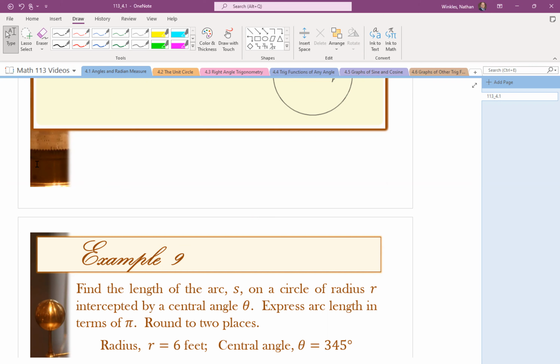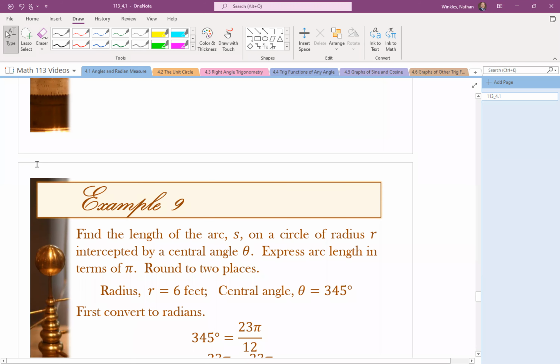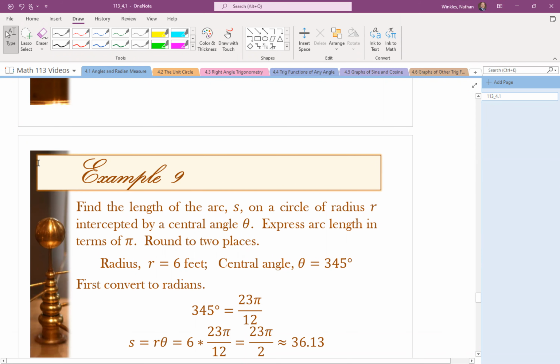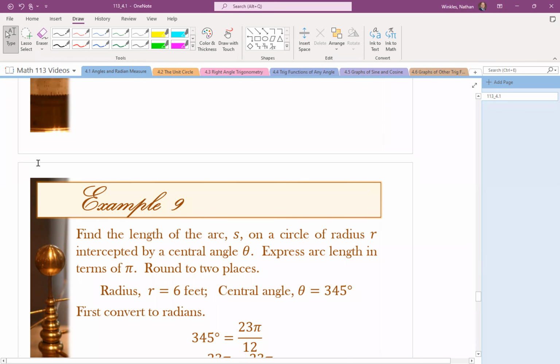So if my radius is 6 feet and my central angle theta is 345 degrees. So the first thing I need to do is I need to get my theta in terms of radians. So I need to convert 345 degrees to radians. So 345 is equal to 23 pi over 12 because we're going to multiply 345 by pi divided by 180 and simplify.